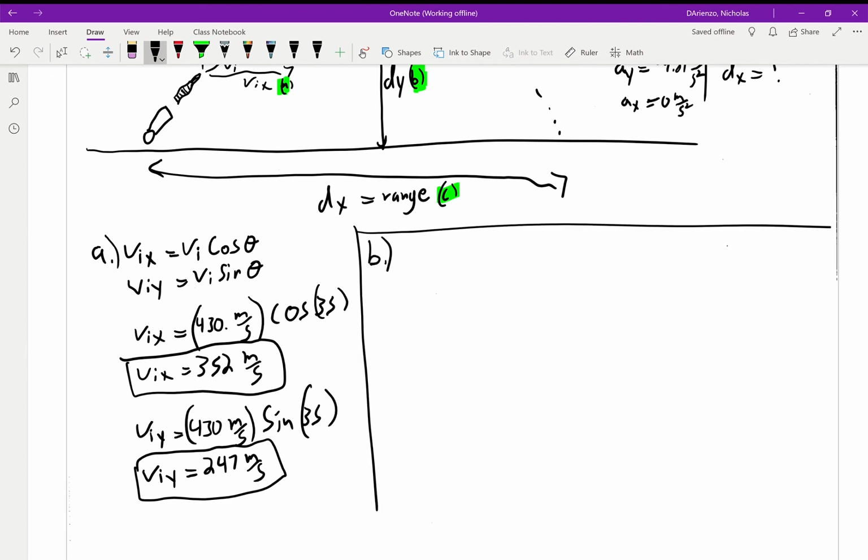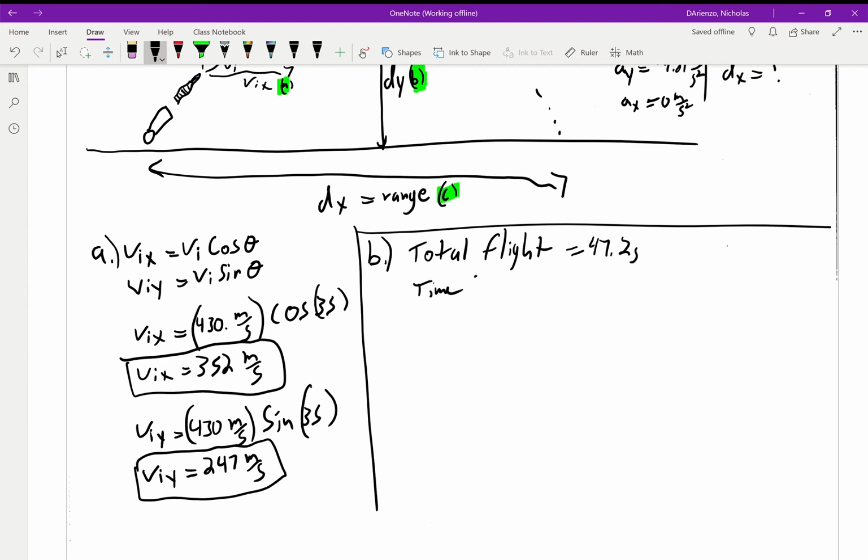B is slightly more complicated. We kind of got to think about the motion of this. What's happening here? We're looking for the maximum height of the missile above the ground. Now we know that, I want to think about the time here. The total flight from ground to ground, from beginning to end, is 47.2 seconds.